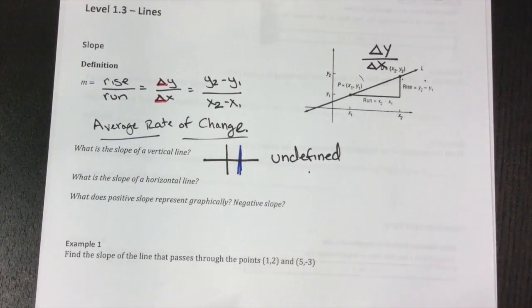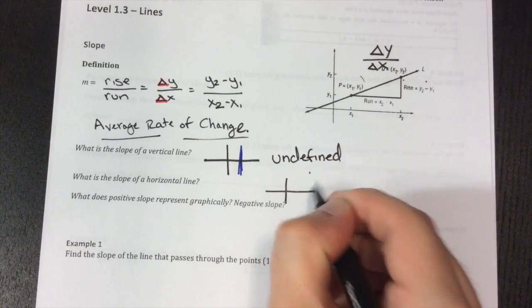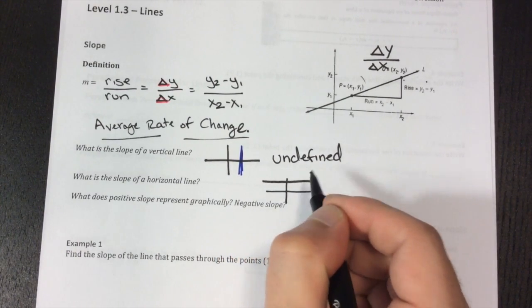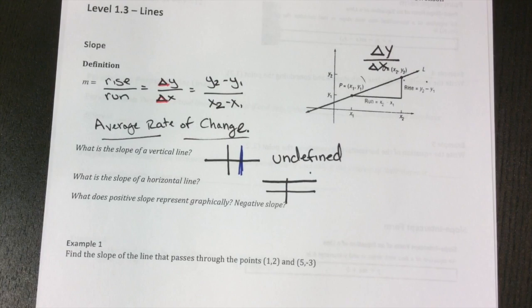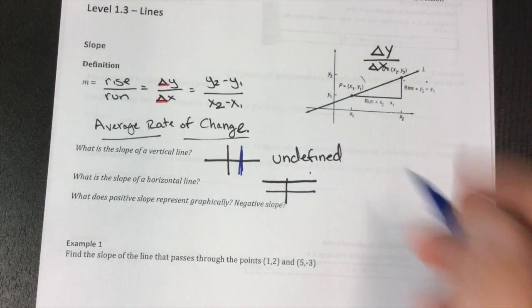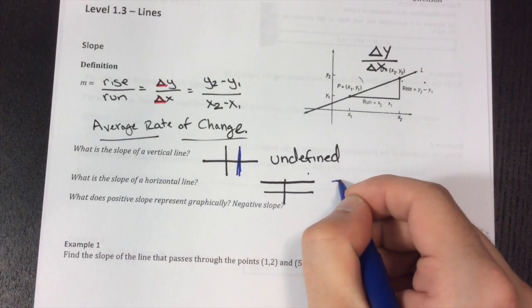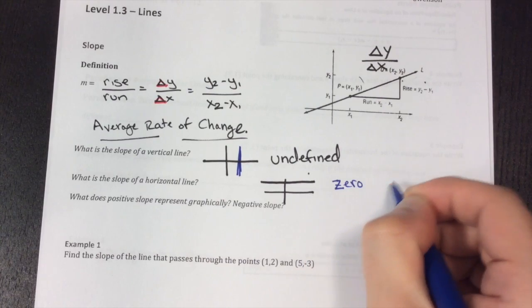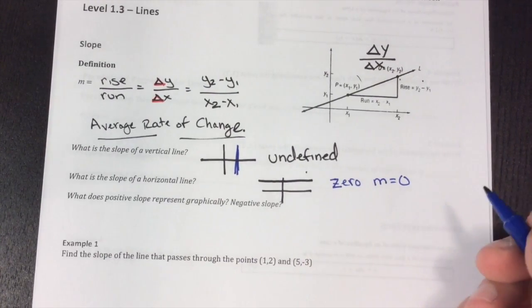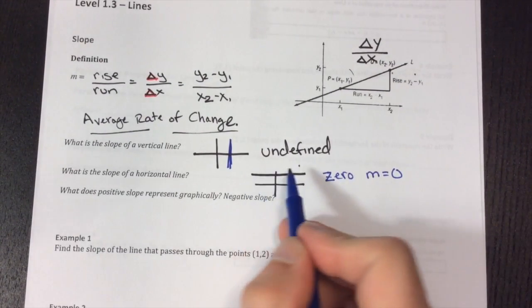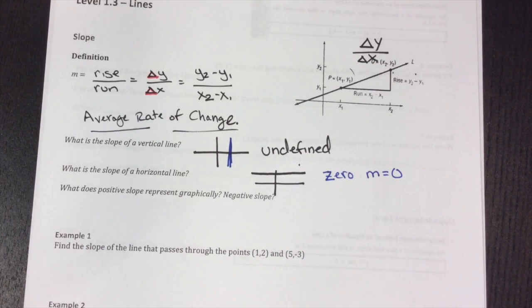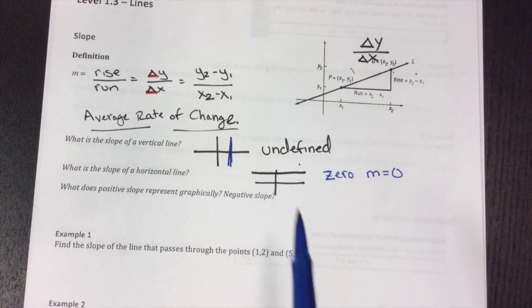Likewise, we can look at what's the slope of a horizontal line. So given any horizontal line, what's the slope? Well, the slope of a horizontal line is 0, or m equals 0. And why is that? Well, just like on a floor, if it's flat, just like a horizontal line, it has 0 incline, it has 0 slope.